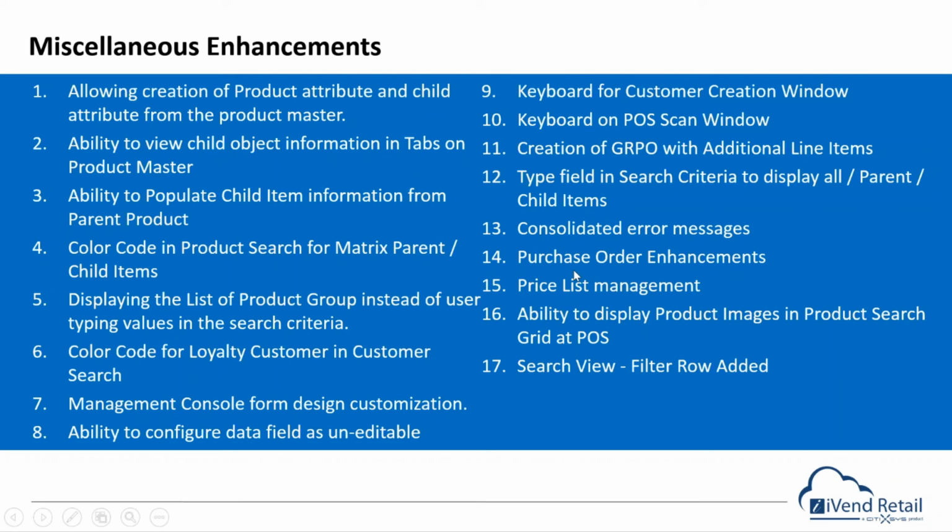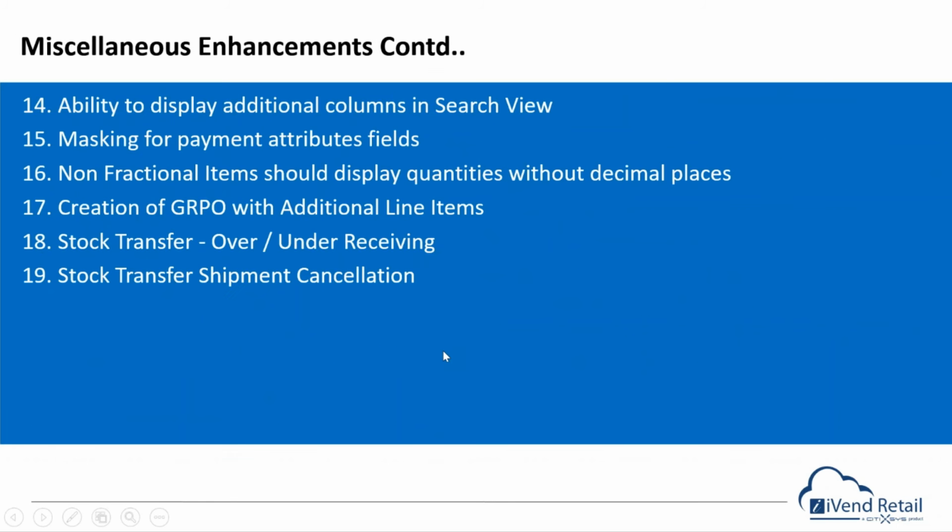Then whenever I'm searching the products in a grid format, I would be able to see the product images in case product images are attached to the particular product. Let's go to the next screen. I have now the ability to add additional columns when I'm searching, whatever search function I may have, let's say for a product or for a customer, and there are a host of different search places. I can specify where exactly I want to add additional columns. I can mask a particular payment attribute. A non-fractional item would never display decimal places now.